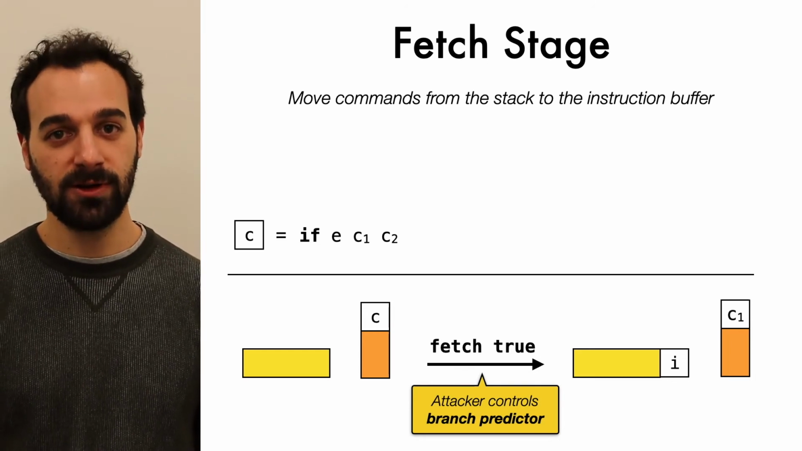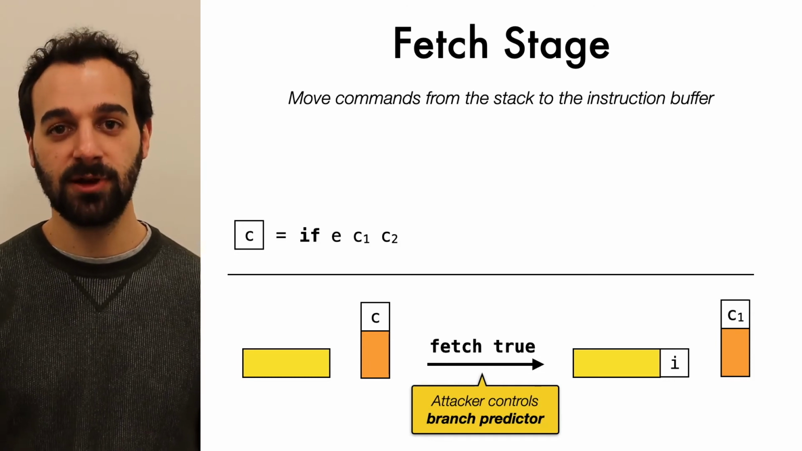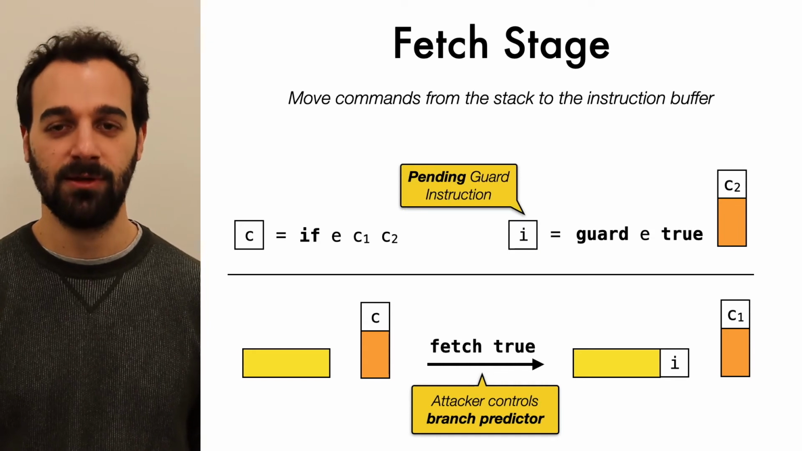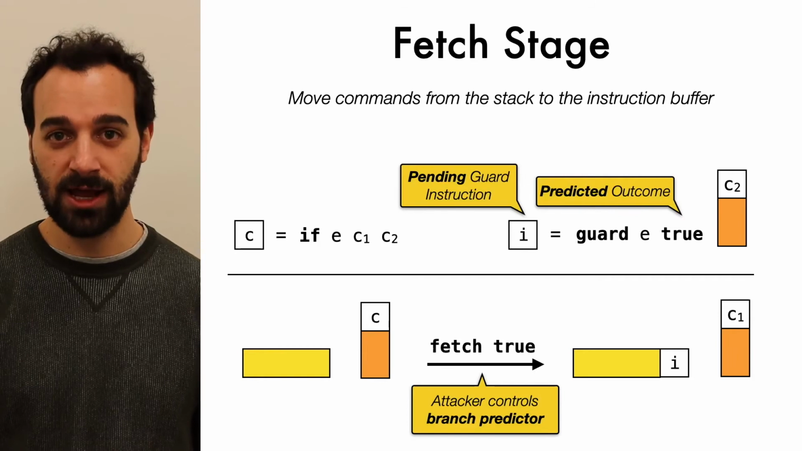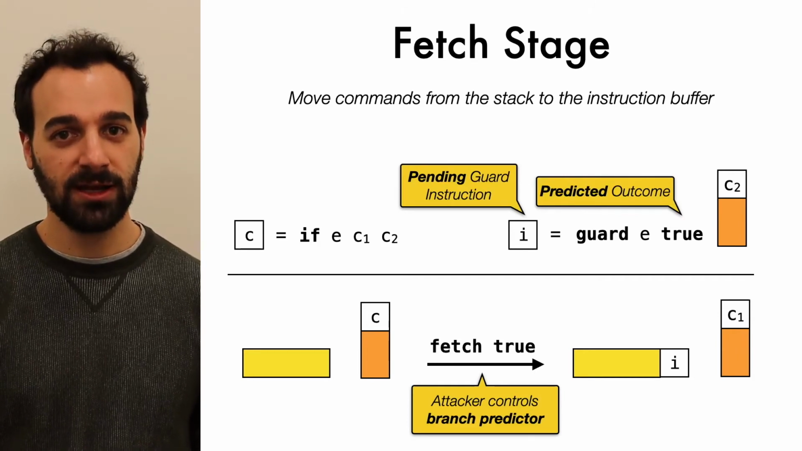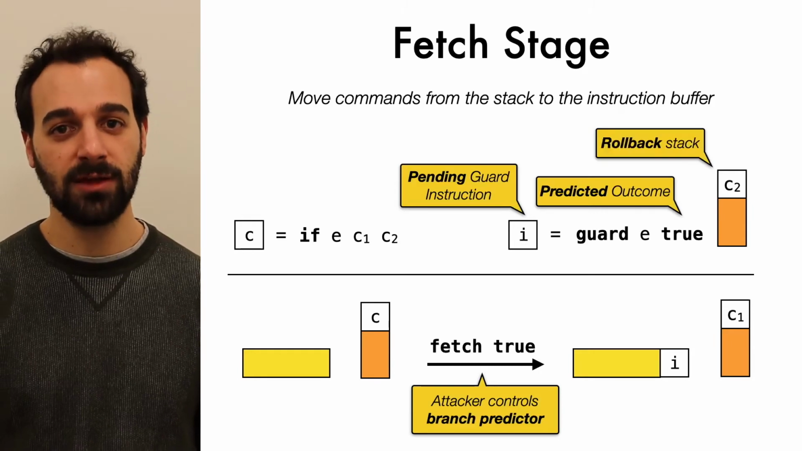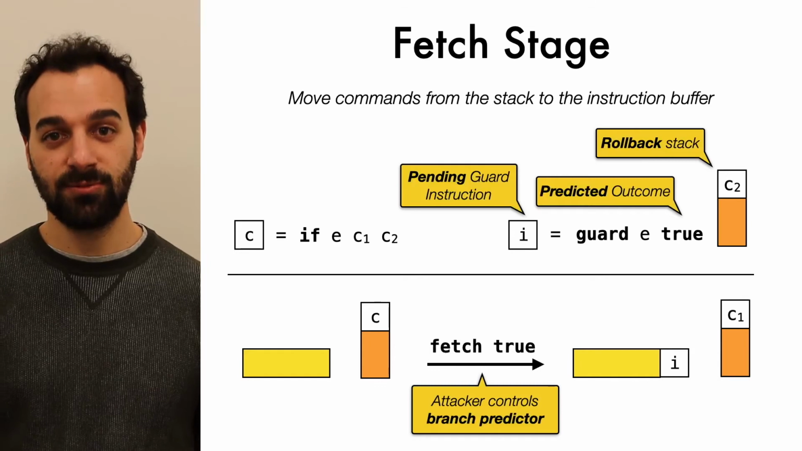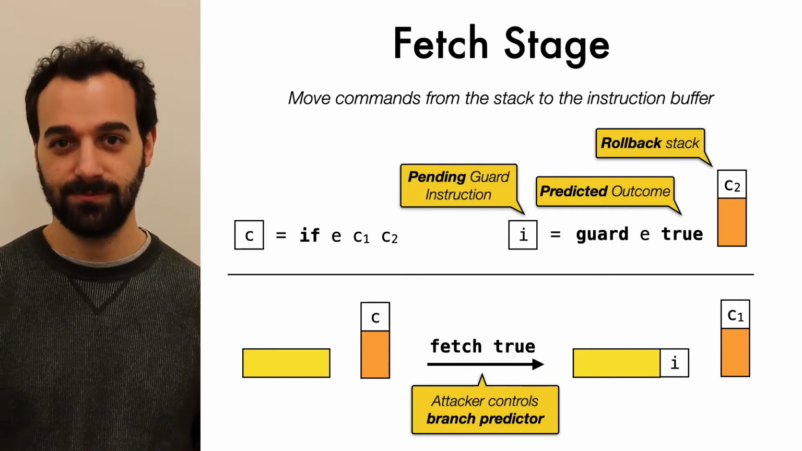Furthermore, to record the fact that from now on this execution is speculative, the processor inserts in the reorder buffer a pending guard instruction. This instruction contains the condition and its predicted outcome. Importantly, the guard instruction also contains the else branch together with a copy of the current stack. This stack allows the processor to perform a rollback in case of misprediction.